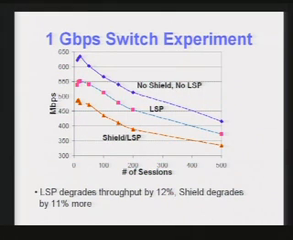We also conducted the same experiment over a 1 gigabit per second switch, looking at the throughput for the server. Here, obviously, the CPU is not fast enough to keep up with the network bandwidth. So we can see a degradation of the throughput as the number of sessions increases. LSP degrades the throughput by about 12%, and shield degrades by 11% more.